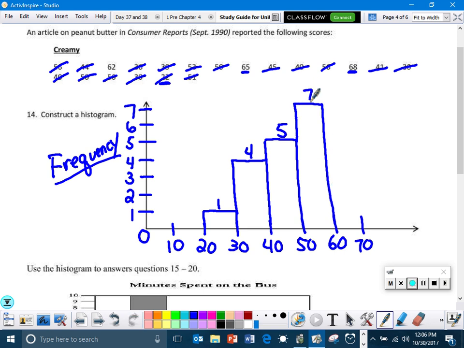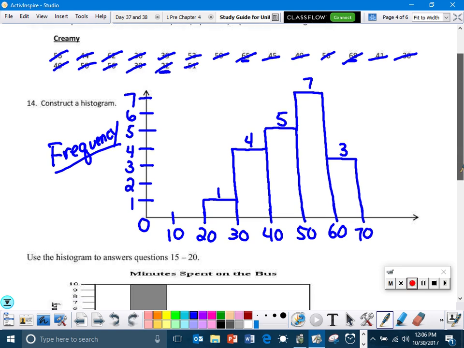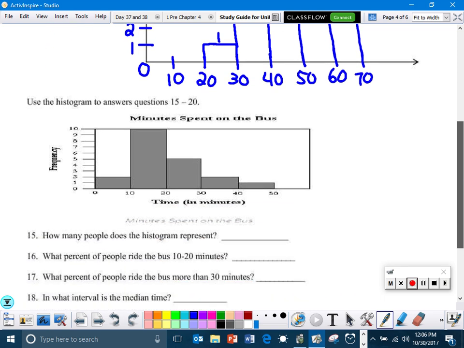All right, and how many numbers are in the 60s? Okay, it looks like there are 3 of them, or 2 of them. Yep, nope, 3 of them. 1, 2, and 3. Over, down. All right, there is my histogram. Again, I would not try to make that on the calculator screen. Okay, it's a lot easier just to do it by hand. All right, moving on. Use the histogram to answer 15 through 20.